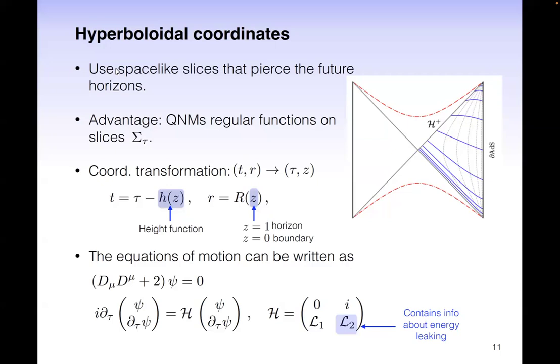So in Poincare coordinates, the functions are irregular. Yeah, it's more difficult to impose ingoing boundary conditions in those cases.